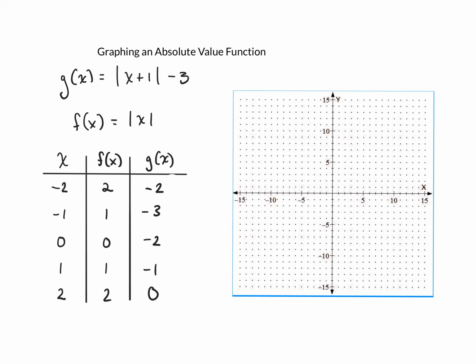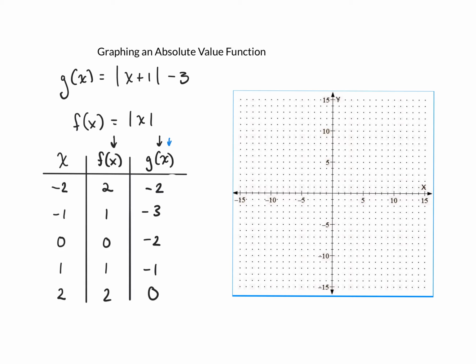Now, what I'm going to do is plot both the graph of f of x and the graph of g of x. I will plot the graph of f of x in black, and I will plot the graph of g of x in blue. So we're going to take a look at what the graph looks like, and how I can begin to graph these things.